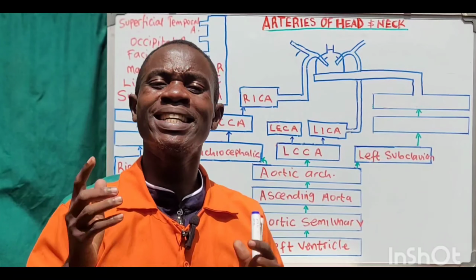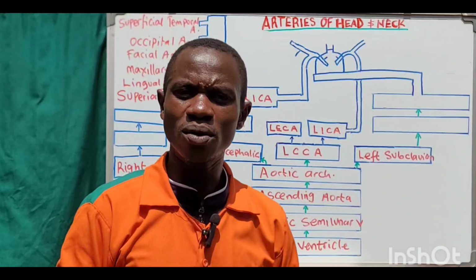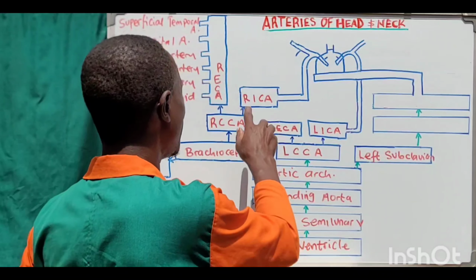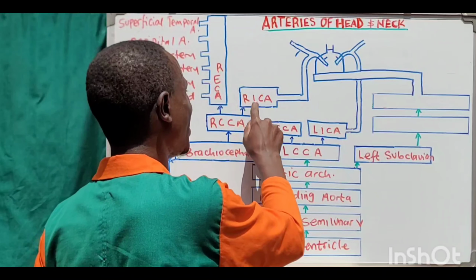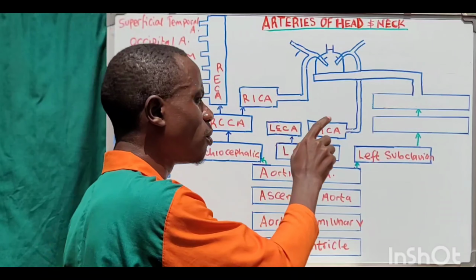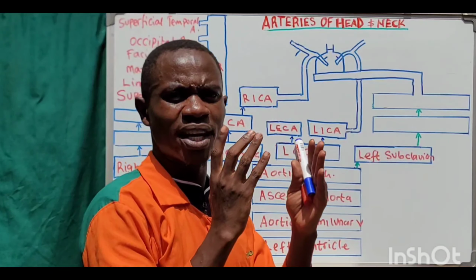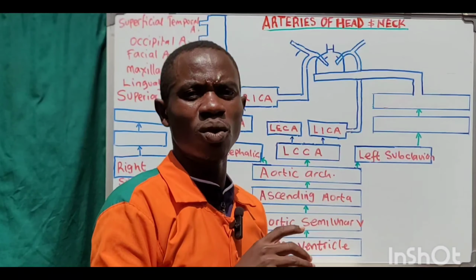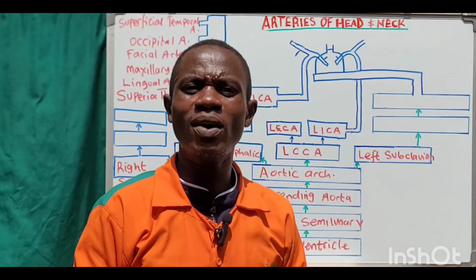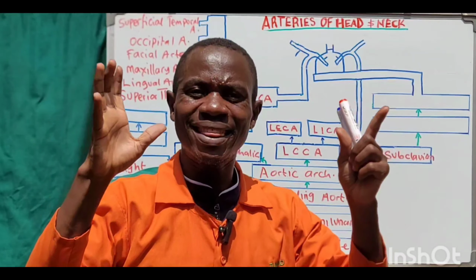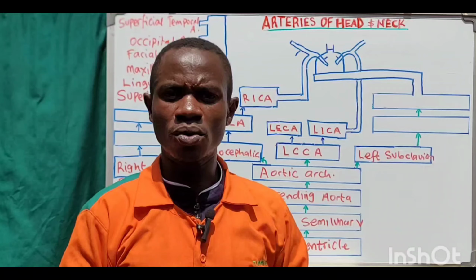Okay, and because of that, they are going to be supplying what we call the brain and the eyes. So now, this one, which we are calling the right internal carotid artery, is going to be moving, and then it enters through what we call the carotid canal. It enters into the cranial cavity, and it goes to supply the anterior areas of the brain.